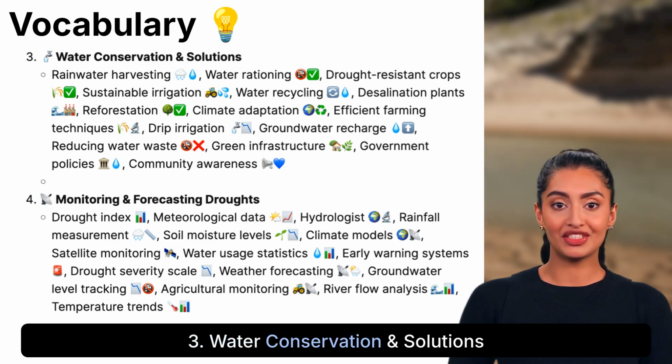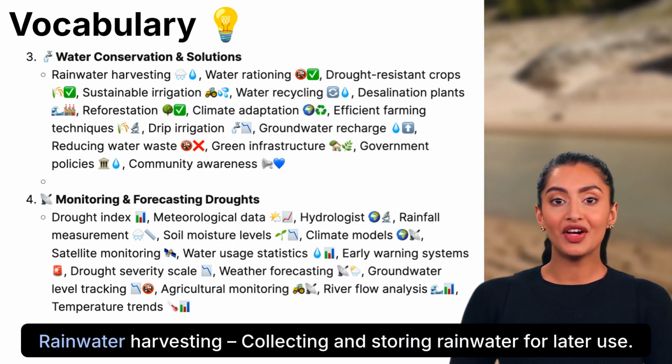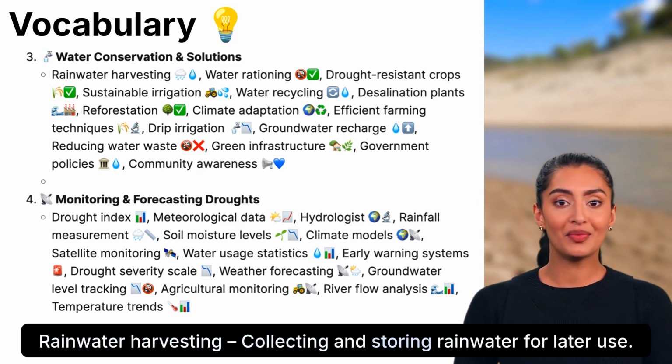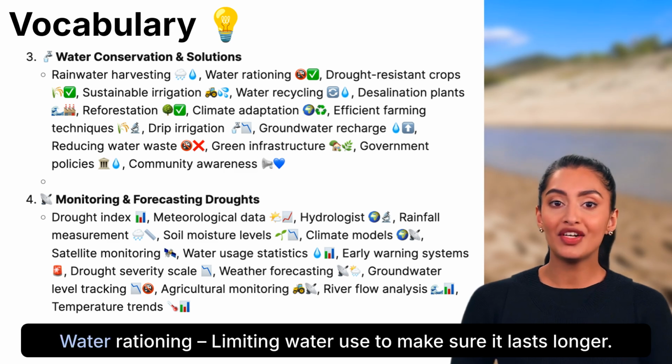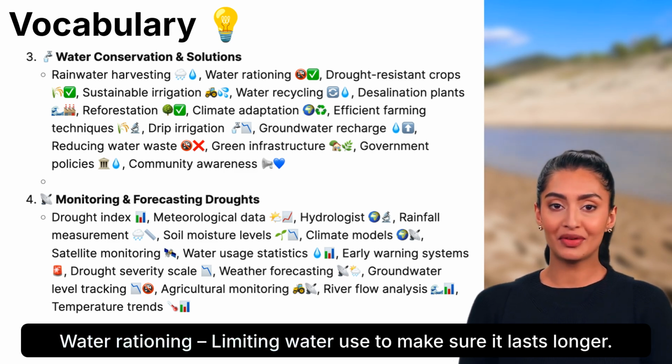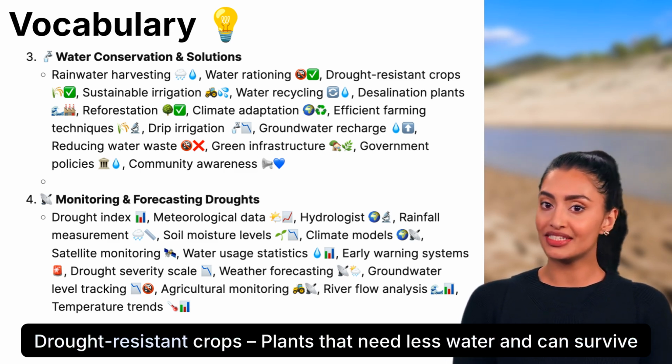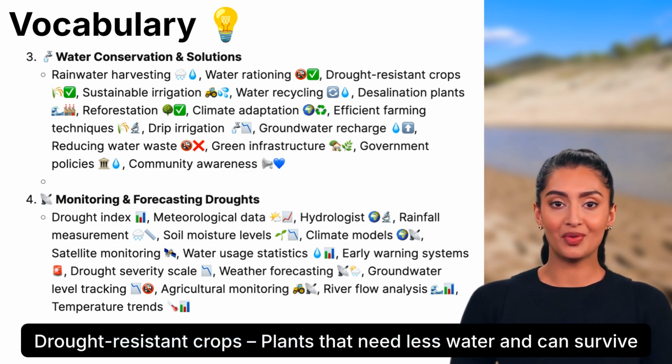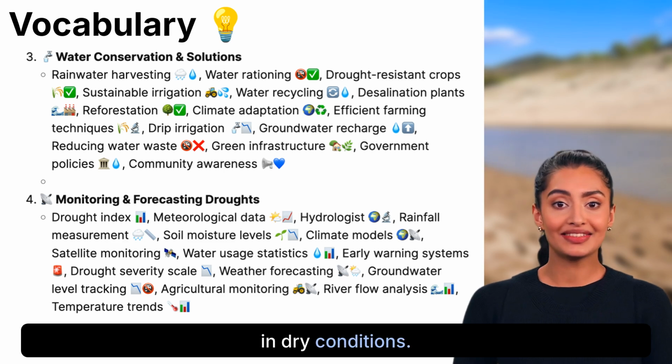3. Water conservation and solutions. Rainwater harvesting, collecting and storing rainwater for later use. Water rationing, limiting water use to make sure it lasts longer. Drought-resistant crops, plants that need less water and can survive in dry conditions.